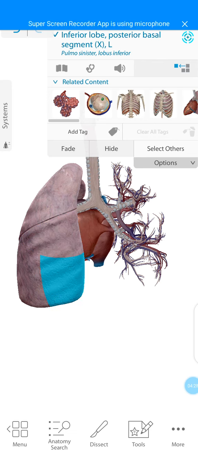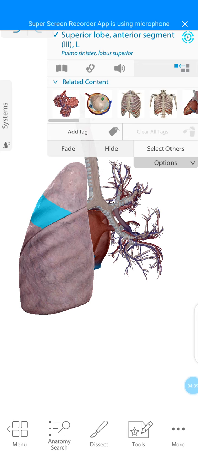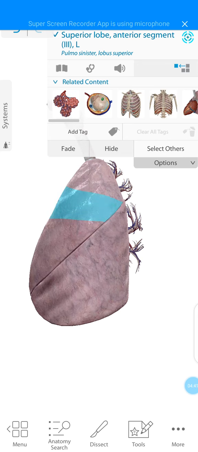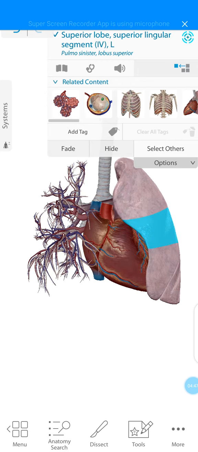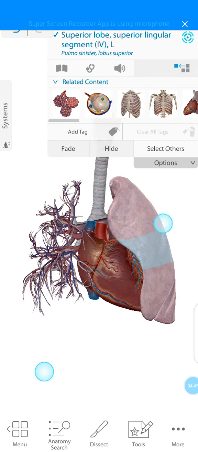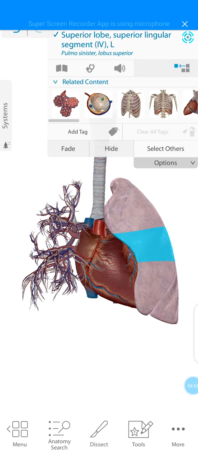As you can see, all segments of the lungs. I'm only showing you the left lung and the supply of the right lung here. Pulmonary arteries and pulmonary veins. These are supplying the heart and lungs.